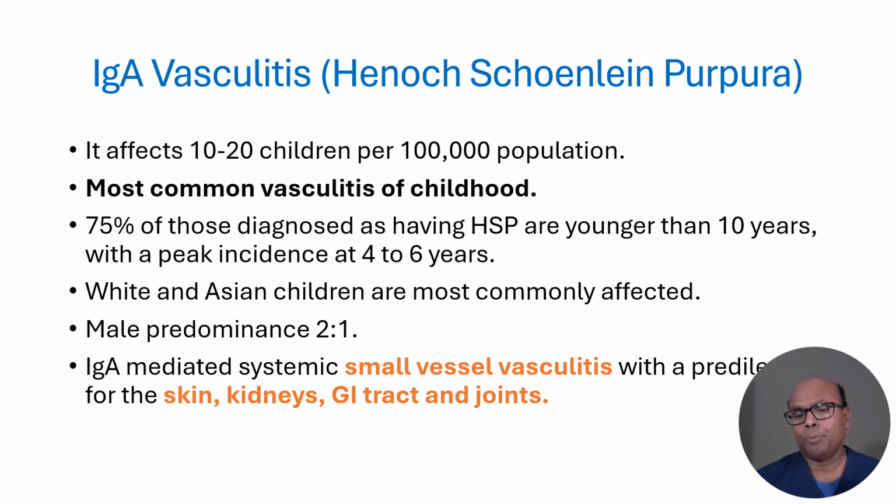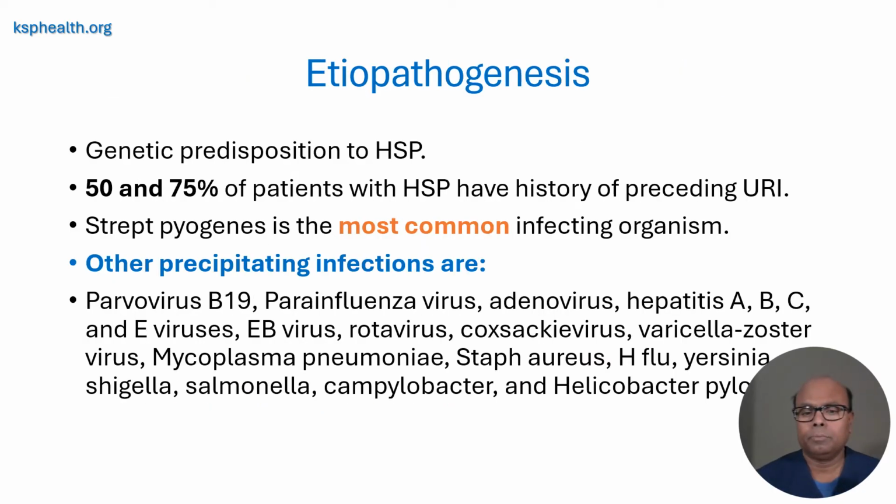White and Asian children are most commonly affected. There is male predominance. It is an IgA mediated systemic small vessel vasculitis with predilection for skin, kidneys, GI tract, and joints. There is a genetic predisposition to HSP. 50 to 75% of the patients with HSP have a history of preceding URI.